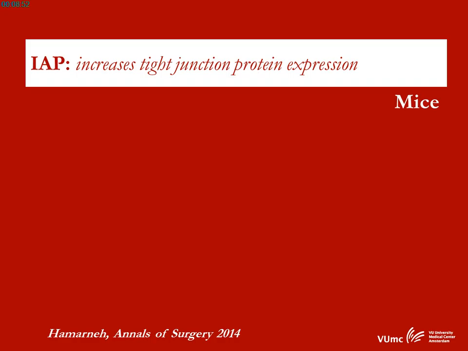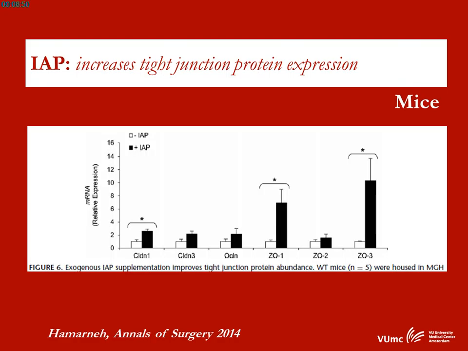And they also showed in the same study that these are the proteins that are important for intestinal junction function, that they go down with fasting, and intestinal alkaline phosphatase increases protein expression.